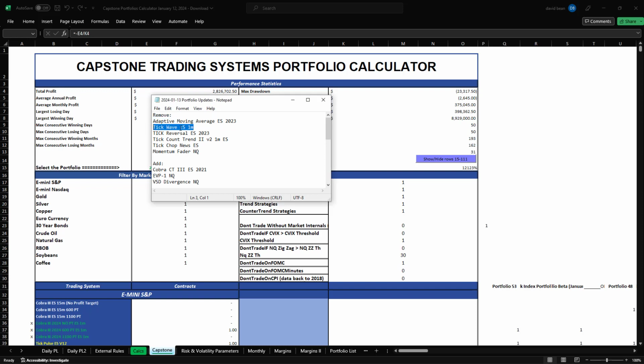Tick wave is another strategy that's momentum based. Tick reversal needs more range and directional trend as well. It can be a lot like adaptive moving average. Tick count trend 2, low average trade profit. Tick chop out of sync. Momentum fader. It's okay. We may add it back. And then we're adding another Cobra CT3.